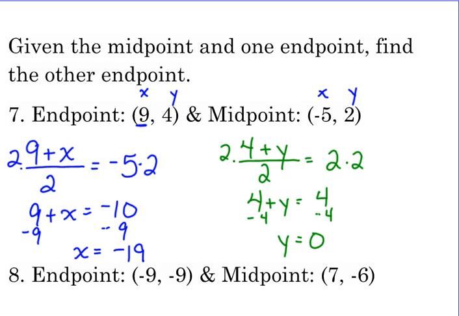Okay, we get 0. Check it. Make sure it makes sense. If my y value is 4, my other y value is 0, divide that by 2, I get 2. Okay, so my other endpoint is the point negative 19, 0. My other endpoint is negative 19, 0.